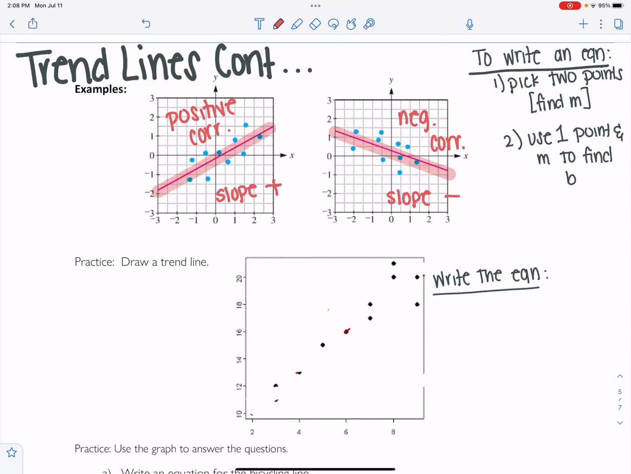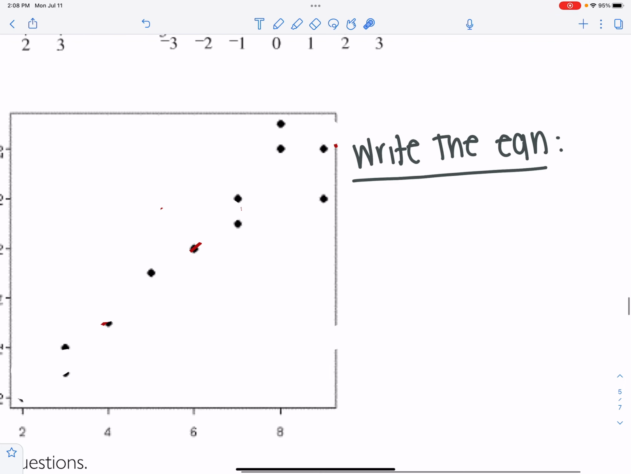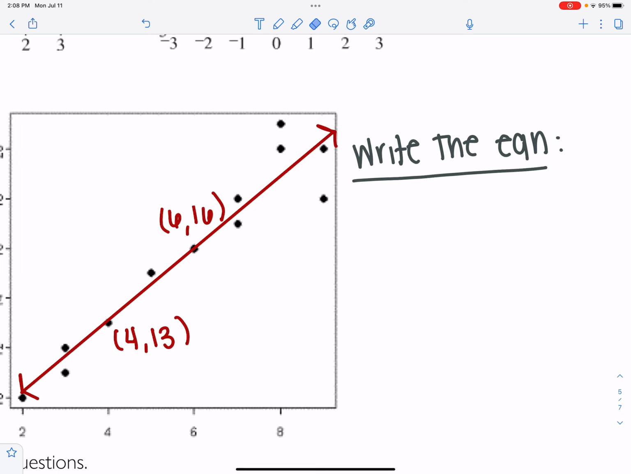So let's use that idea and this stuff off to the right, and let's actually write the equation for a trend line. So it says draw a trend line, and then we're going to take it one step further and actually write the equation as well. And so for the trend line, we want to make a line so that there's about the same number of points on the top and on the bottom. And so I went through and I've already drawn a trend line. Now, just give it your best on your paper to make it match.